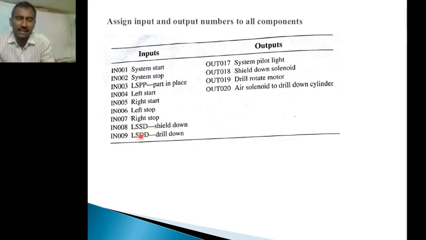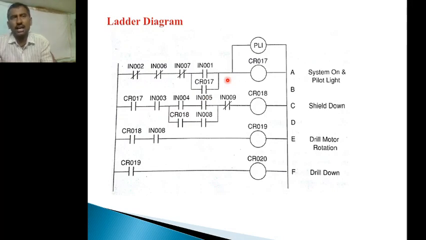for the LSDD sensor we can assign IN009. And similarly for the outputs: pilot light output, shield down solenoid, drill rotate motor, and solenoid drill down cylinder, we can assign the outputs as OUT017 and OUT018 and OUT019 and OUT020. In this manner we can assign the numbers to the input values as well as the output values.